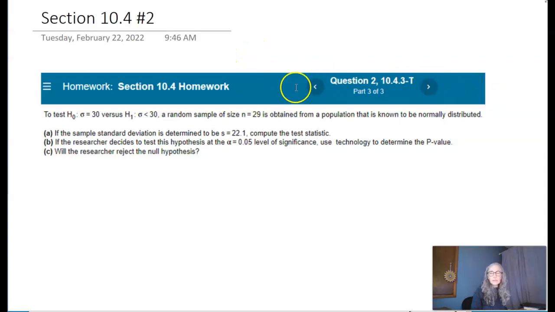This question that I'm answering is in response to a problem from section 10.4 in the textbook, which is hypothesis testing for population standard deviation. And I'm doing problem number 2 from the homework.